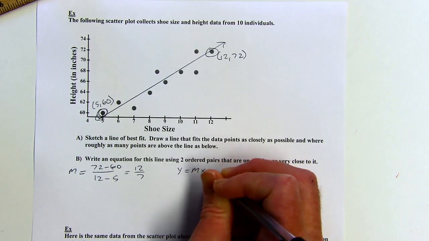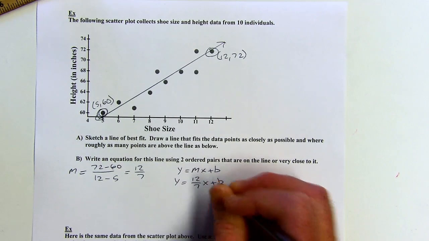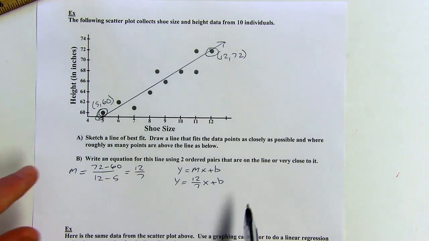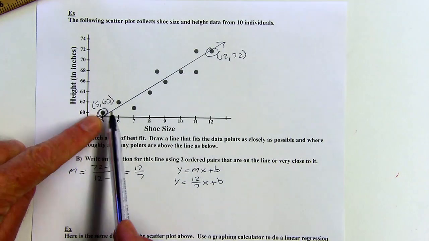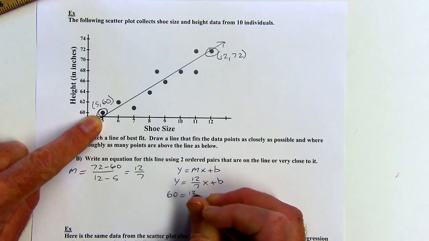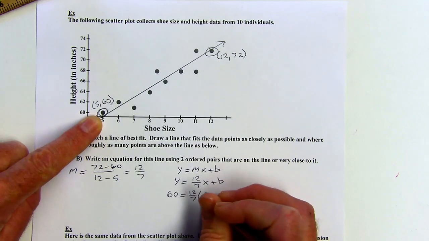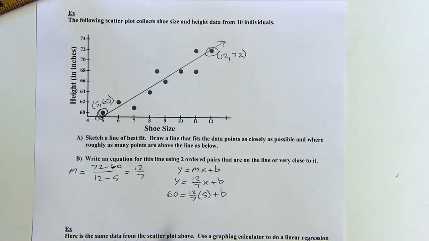So I'm thinking, okay, now I found the slope, and I just need to find the b. So what I'm going to do is use one of these ordered pairs. It doesn't matter which one. I'll use the 5 and the 60 just because they're smaller numbers. I'm going to plug 60 in here for y, and I'm going to plug 5 in for x. This is going to be a little bit messy, but I can use this to find b.